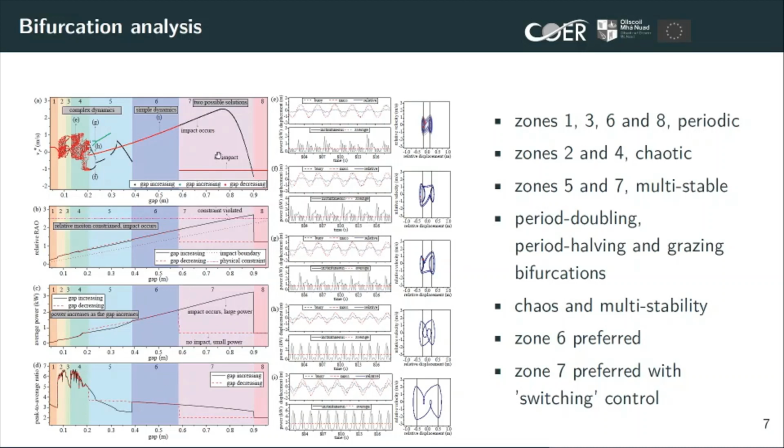Another very interesting case is zone 7. There exist two orbits. The one with impact means high power, while the other one without any impact means low power. If there exist some control methods to switch the orbit from one to another, this will give us a possibility to tune or detune the system.